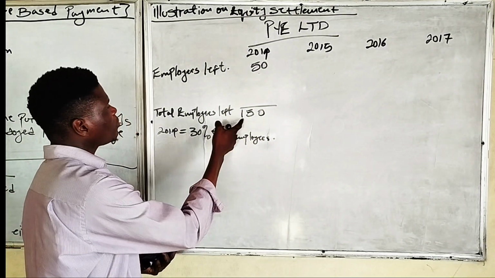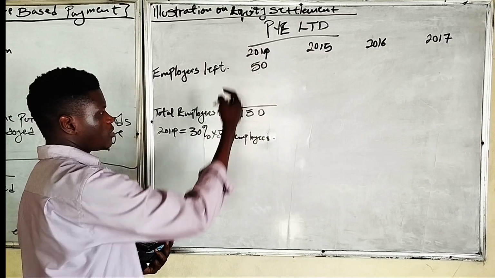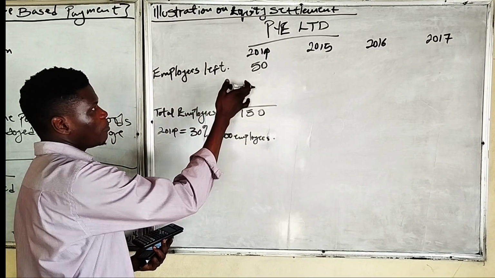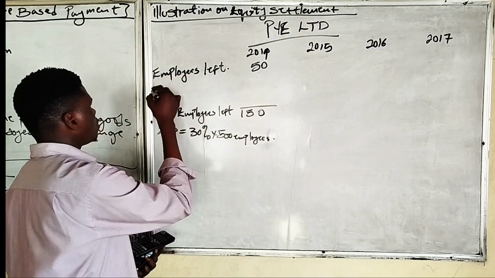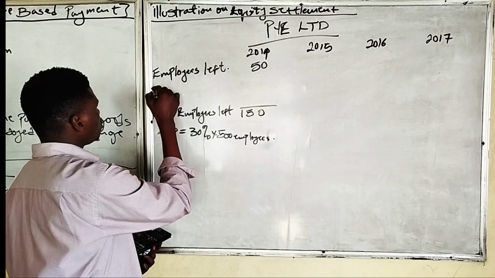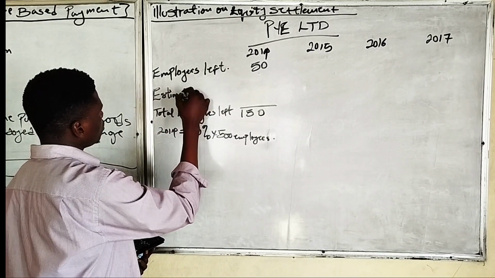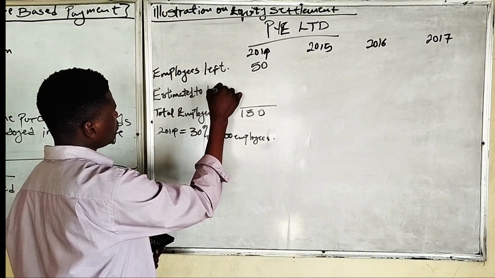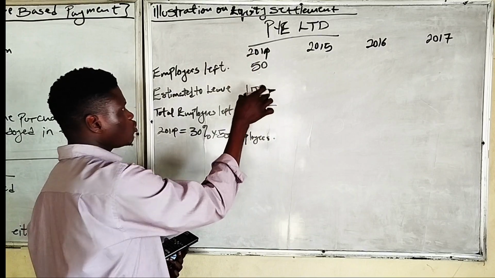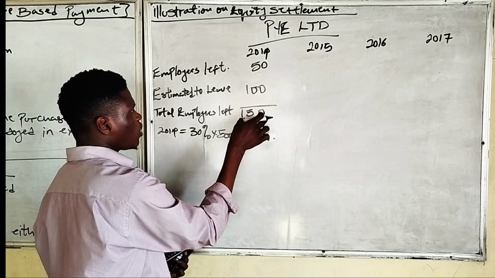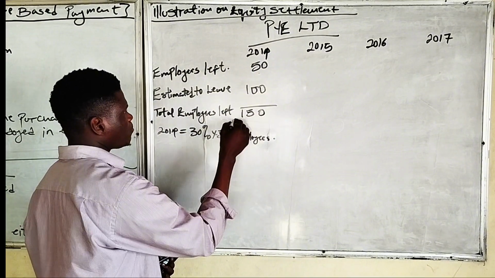If 150 employees will leave in 2014 as a total, and they said 50 have left, then it means that there are still some that are about to leave, which we were not told. That is what we are trying to find out now. So the employees estimated to leave will be 100. So 50 have left, which means a further 100 will also leave, making a total of 150 employees to leave the entity in 2014.